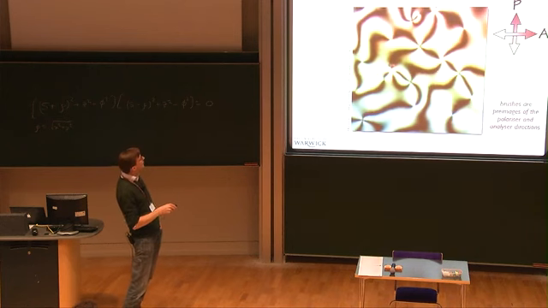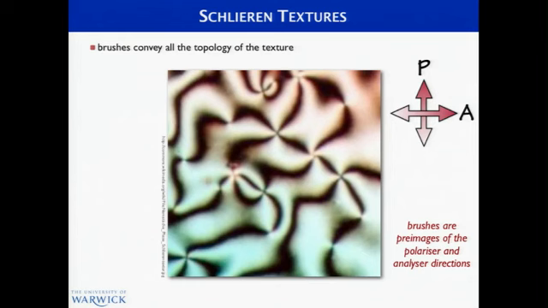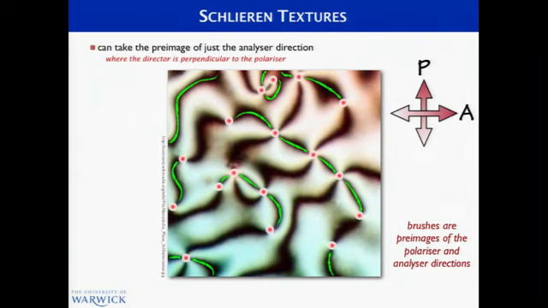You have this standard story that if there are 4 brushes that meet, that's strength plus or minus 1. And if you have these other locations where only 2 brushes meet, that's strength plus or minus 1/2. Okay? So it suffices for extracting the topological information in the system to look at only one of these directions. There's enough information just in one of them. So we pick one of them, like say for instance the analyzer direction, and we're going to keep those brushes and the locations of the defects and get rid of everything else.